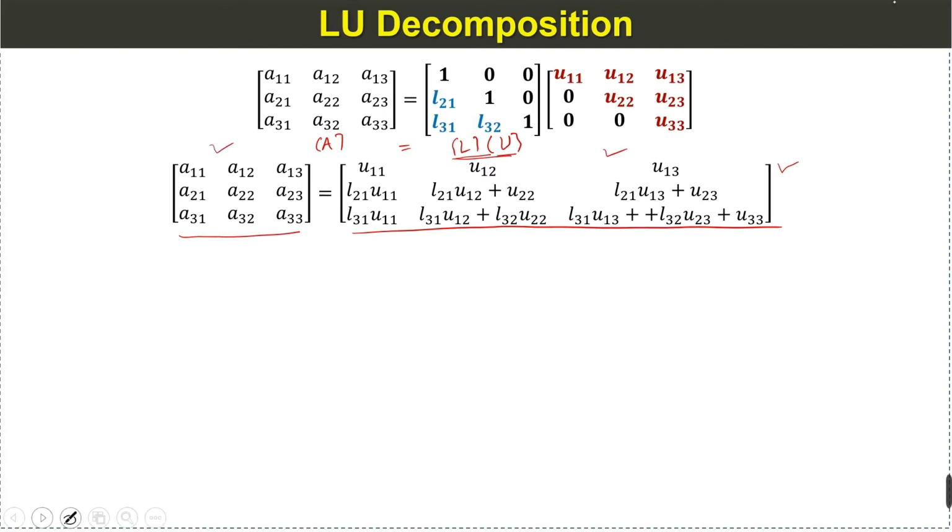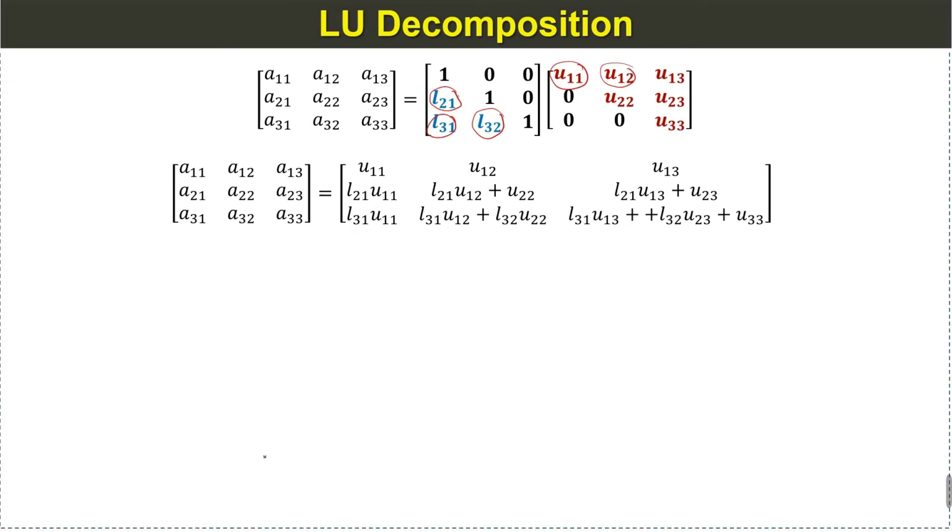Okay, so to find the values of the unknowns like L21, L31, L32, U11, U12, U13, U22, U23, and U33. We have to find all these unknowns by comparing the entries of this matrix with the entries of the coefficient matrix. So first we compare this entry with this one, and this entry to this entry, and this entry to this one to find the values of the unknowns.